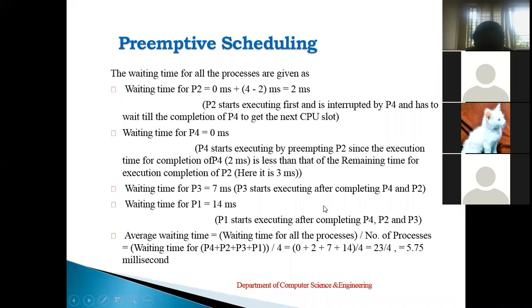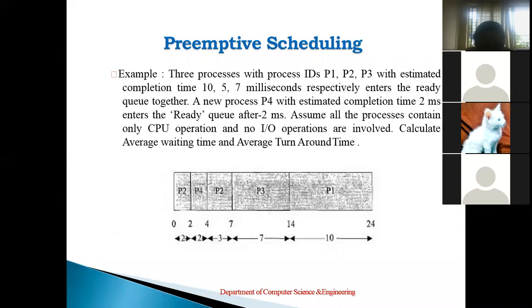Rutuja is here. Rutuja, what is the turnaround time for P3? You understood? Ma'am, 14. Okay. How much time is it waiting? Calculate how much. Ma'am, 7 milliseconds. Yes, 7 it is waiting. What is its execution time? Execution time is 7. So 7 plus 7, 14.